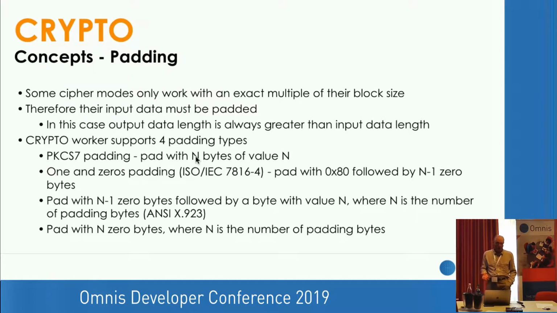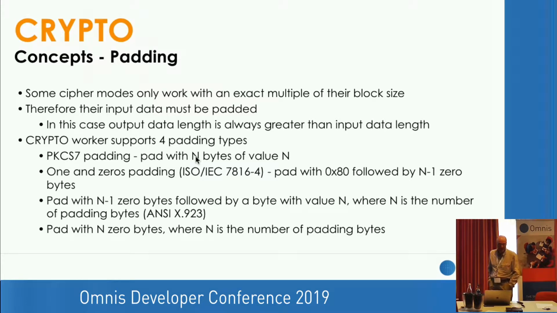So there are 4 types of padding supported by the worker, and this is because there are quite a few different types of padding in use for various reasons in the outside world. Obviously, it's another thing you need to know when you're decrypting data. You need to know what sort of padding was used if you've been given a type that requires padding. Otherwise, you won't be able to properly decrypt the data.